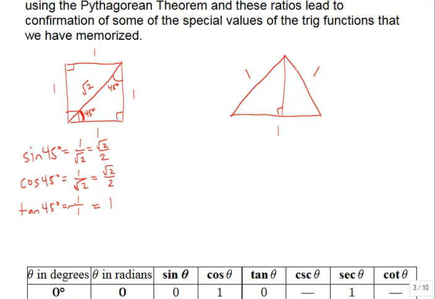Now let's take a look at an equilateral triangle. So all 3 sides of the triangle are equal, therefore all 3 angles of the triangle must be equal. So that forces this to be 60 degrees, 60 degrees, and up here would be 60 degrees as well, so that they all add up to 180 degrees.